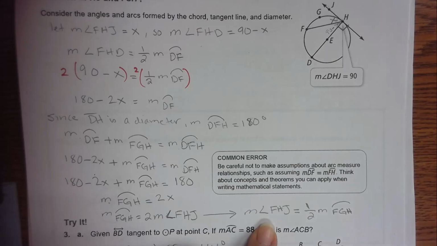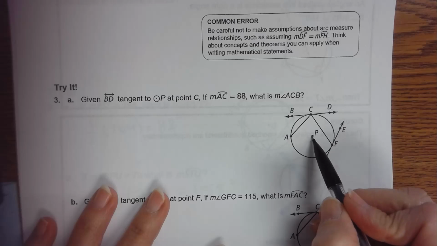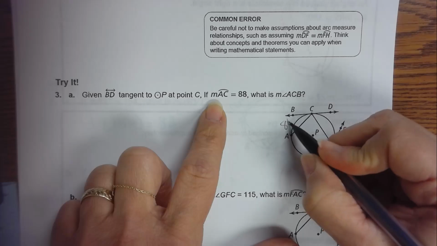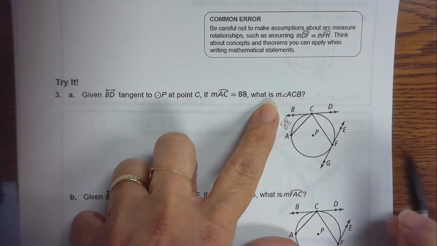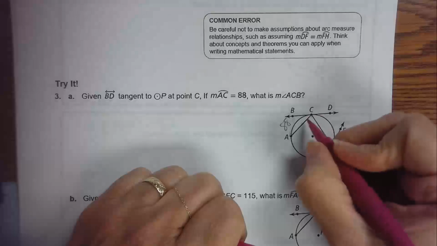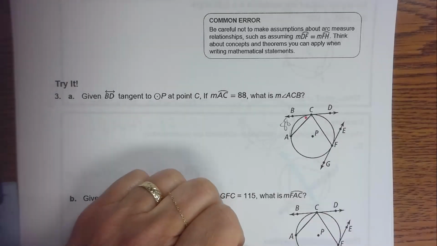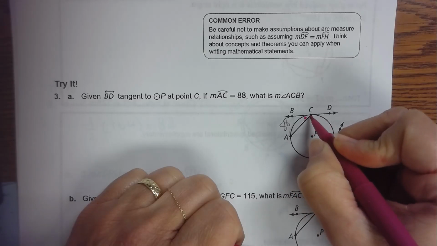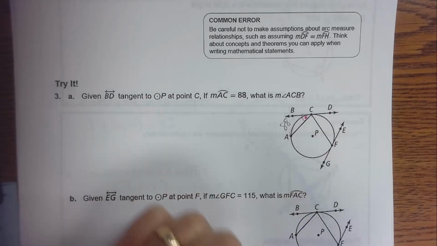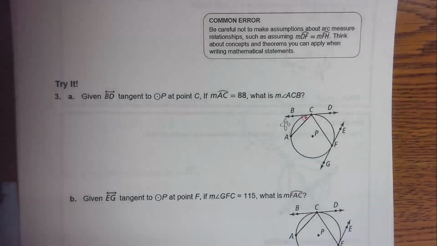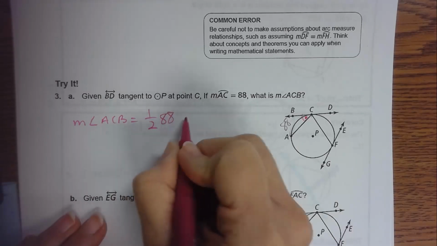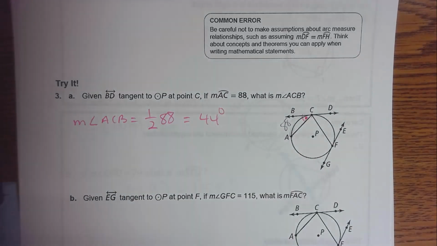Okay? So let's look at these examples. Given BD is a tangent to circle P at point C. If the measurement of arc AC is 88, what is the measurement of angle ACB? By the way, angle ACB is this one. Okay, so it's half. The measurement of angle ACB is half of the arc, half of 88, which is 44 degrees. Okay?